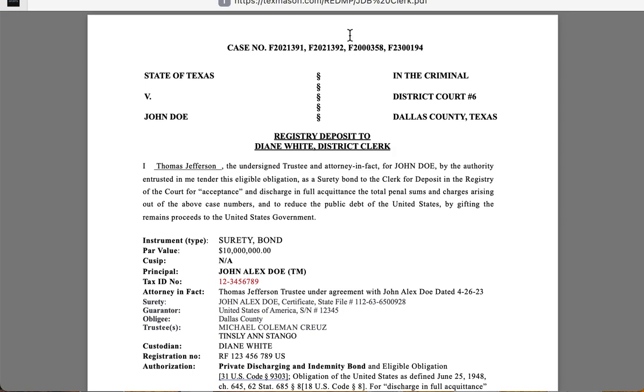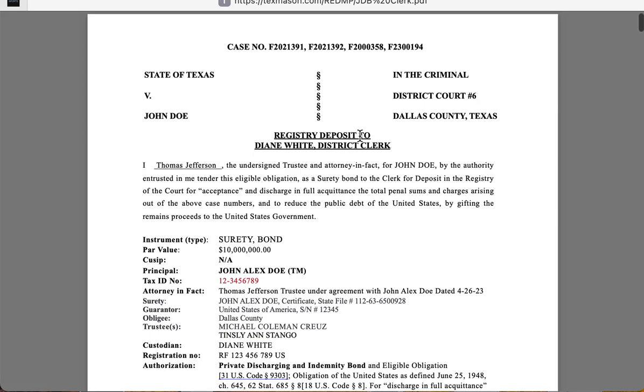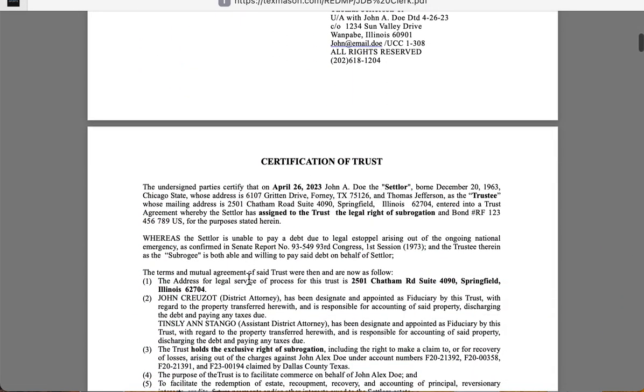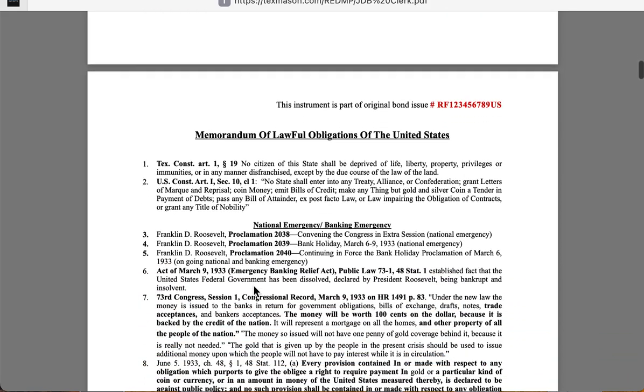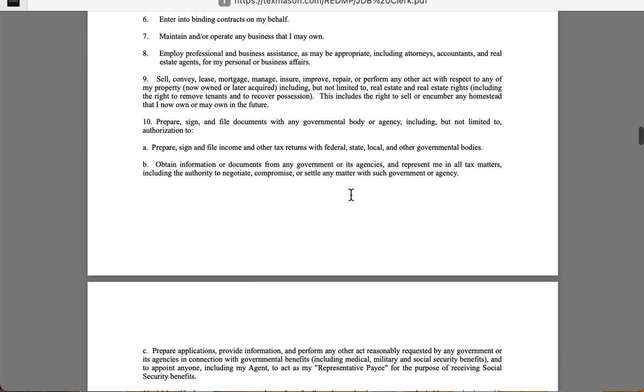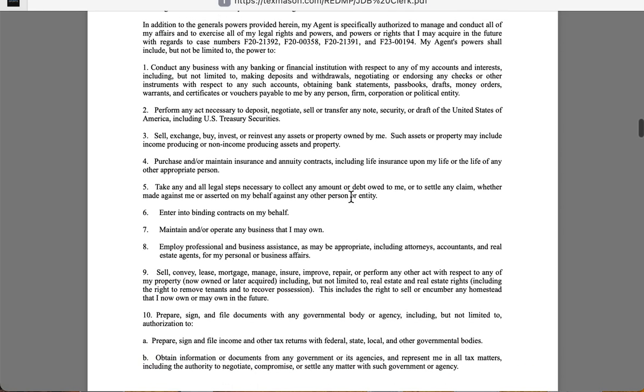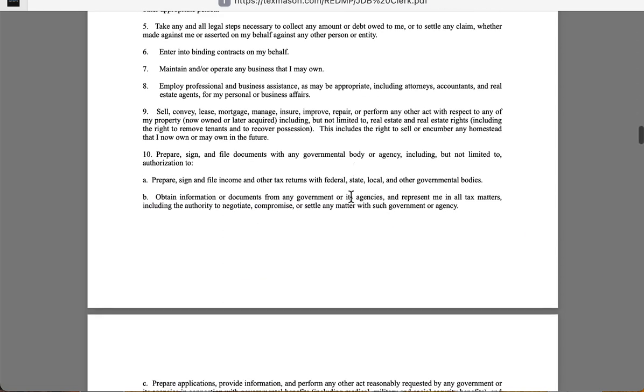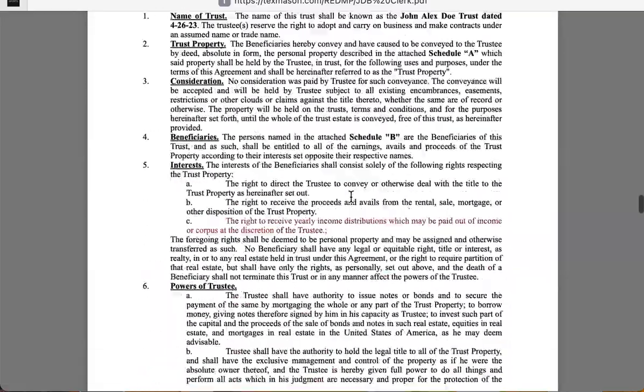So we put their caption, we put the court's format here. So that'll be the registry deposit, the certification of trust. Obviously, this will be executed. The memorandum of lawful obligations of the United States, that's the page-and-a-half memorandum of law. The power of attorney demonstrating that the trustee, my colleague that I appointed as my trustee, has the authority and capacity to act in this matter as my attorney in fact, and he has the right to subdelegate other trustees because he's going to subdelegate the fiduciaries as trustees under the bond issue. So the power of attorney is going to be in there.